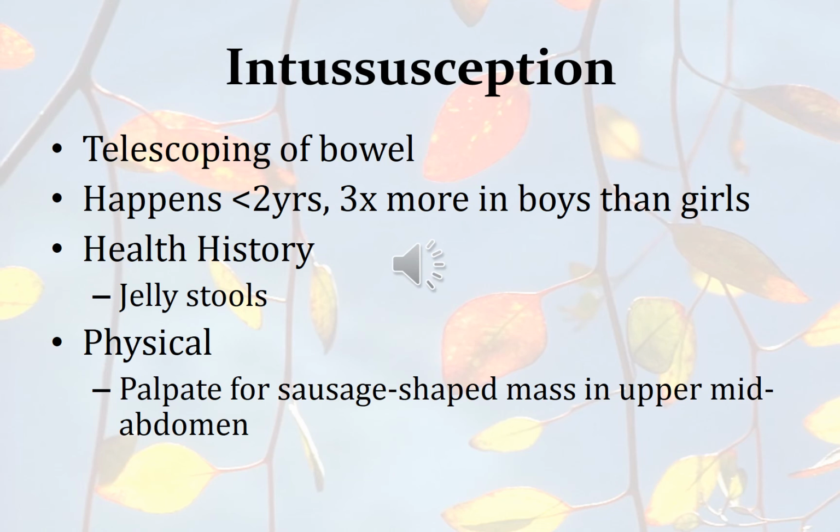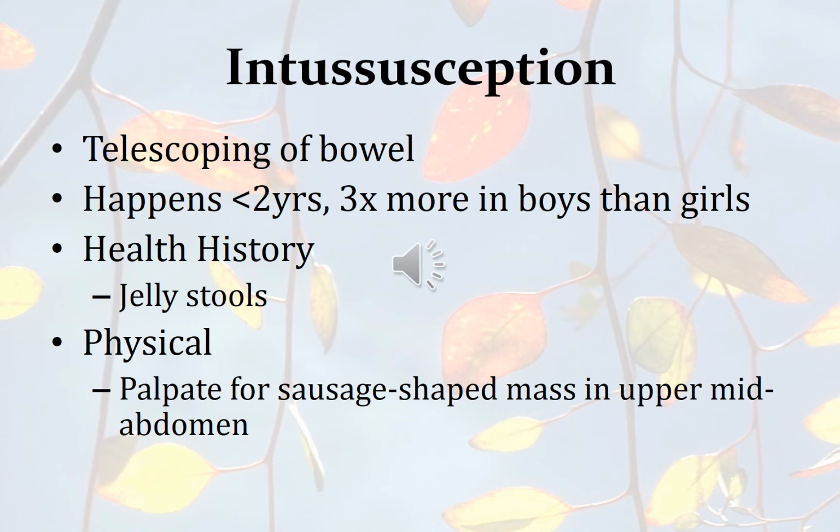On your physical assessment or examination, you're going to possibly be able to palpate a sausage-shaped mass in the upper mid-abdomen. So again, another differentiating factor between these GI issues. Pyloric stenosis was an olive-shaped mass; intussusception, a sausage-shaped mass in the upper mid-abdomen, and that's a hallmark sign of intussusception.